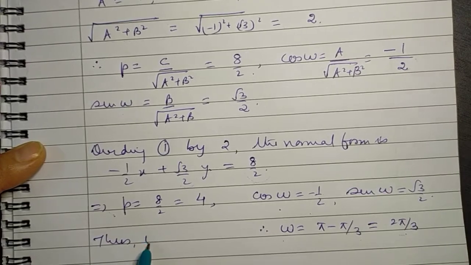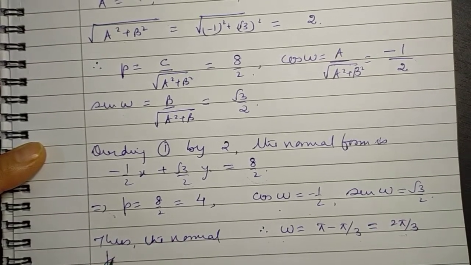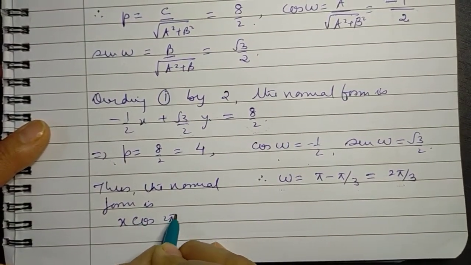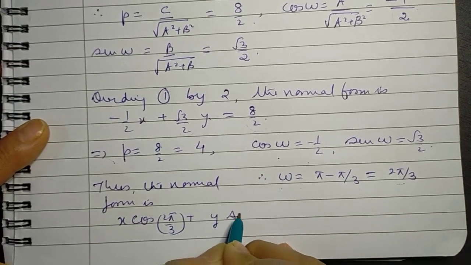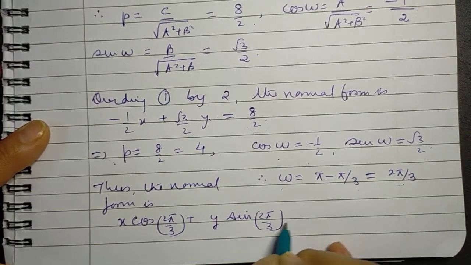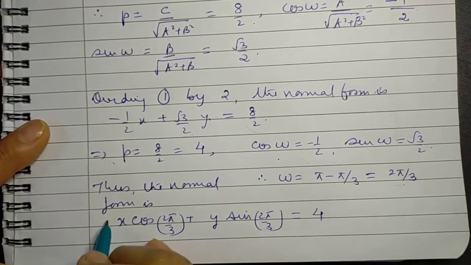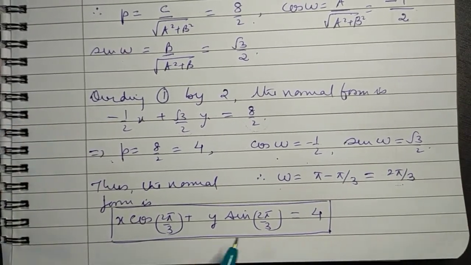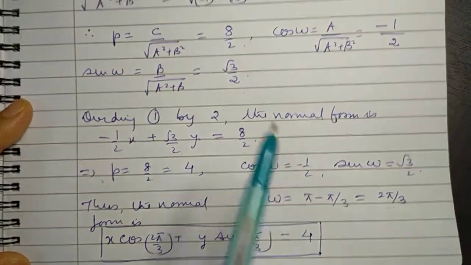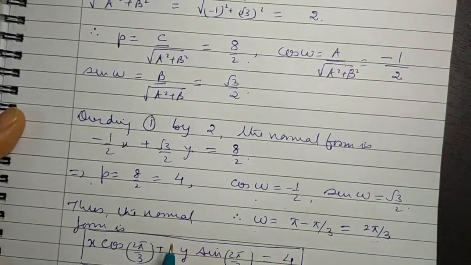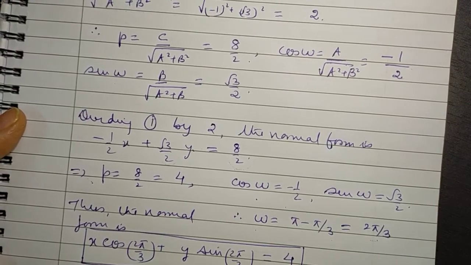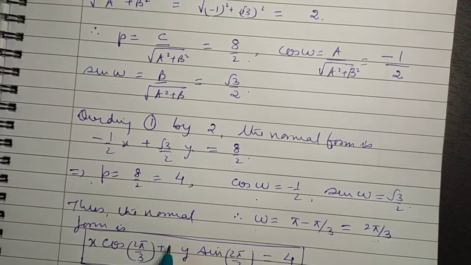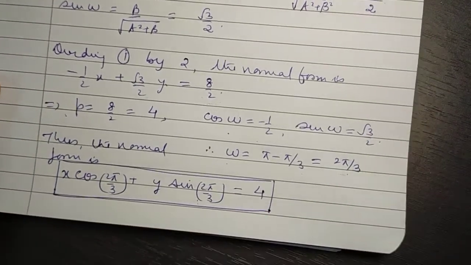Thus, the normal form is x cos omega, that is cos 2 pi by 3, plus y sin omega, that is sin 2 pi by 3, is equal to p, which is 4. Again, as before, if you substitute the value of cos 2 pi by 3 and sin 2 pi by 3, we will be back to what we started with. So in this manner, we can do all questions of this kind, that given any equation in general form, you can convert it to slope intercept form and normal form. Thank you.